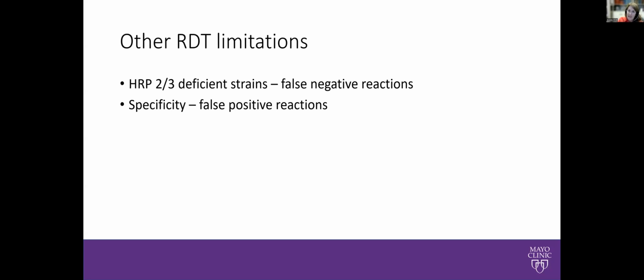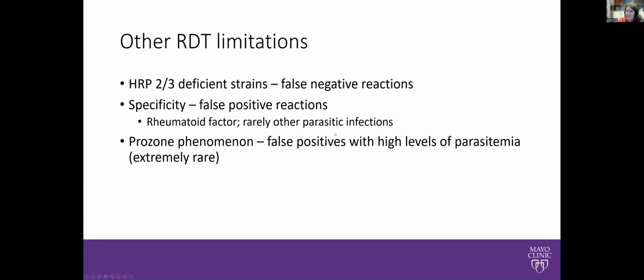You could also see false positives with any lateral flow assay. Patients with rheumatoid factor, sometimes other parasitic infections can cross-react. And then very rarely, there is something called the prozone phenomenon, sometimes called the hook effect, where a positive that is so high, that has so many parasites, can actually overload the system and the antibodies never bind and produce a band that you can identify. So you get a false negative.